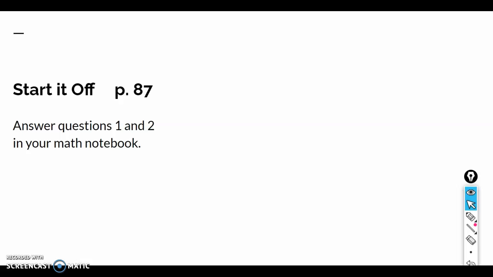Let's look at the Getting Started on page 87. We're going to answer questions 1 and 2. Question 1 says, where have you heard the word slope before? What does it mean?